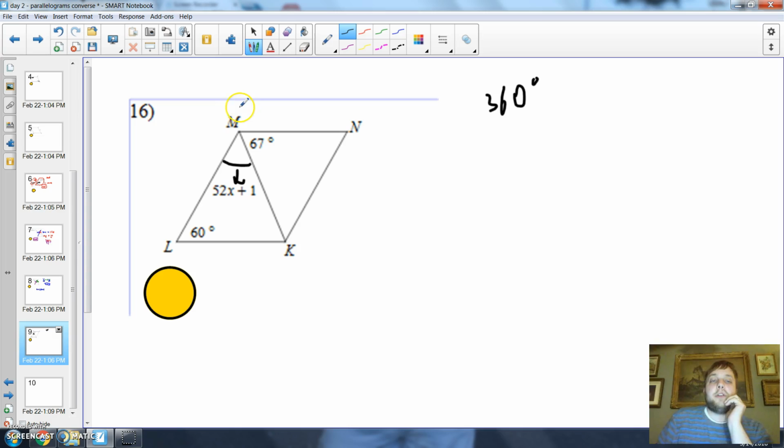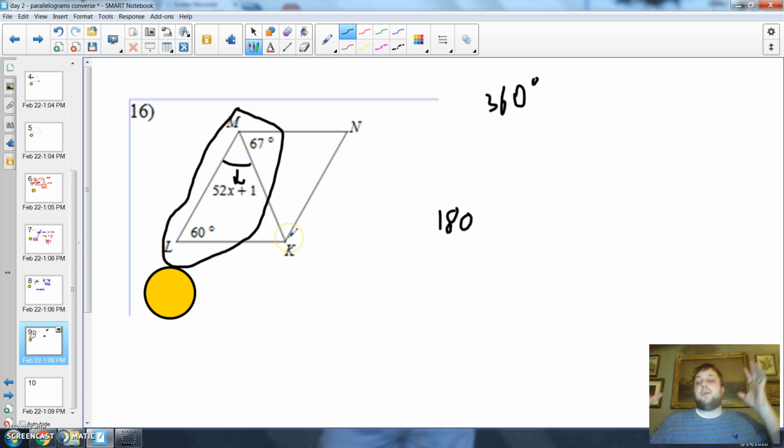So once again, I'm going to circle half of it. What do you think half of it's going to equal? You guys have any idea? 180, right? Because if I included this side over here, that would be 180. This would be 180, and together they both make 360.